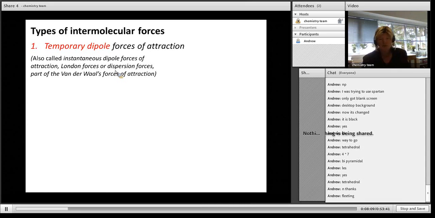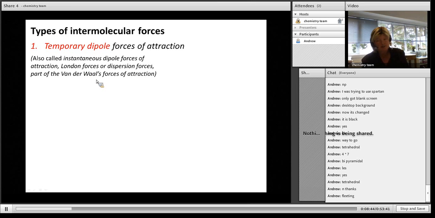As you know, from the motorway, there's cars speeding, there's cars going slow, there's a traffic jam, and then it clears up. So you can imagine this like being cars on the motorway with traffic jams here and there, and others are free-flowing. And where the traffic jam is, there are lots of electrons, and so it's slightly negative over there. But then, as you know, with traffic jams, they disappear, and perhaps another one forms later down the track. So it's constantly changing. Now, they're also called instantaneous or fleeting, or London forces, dispersion forces.